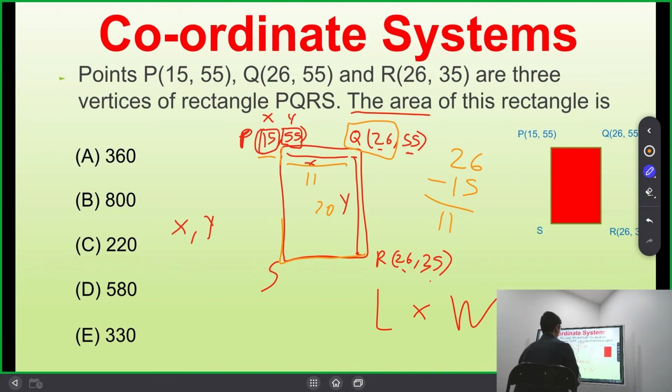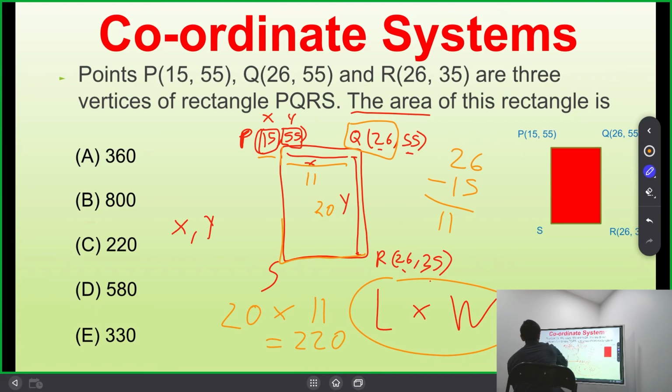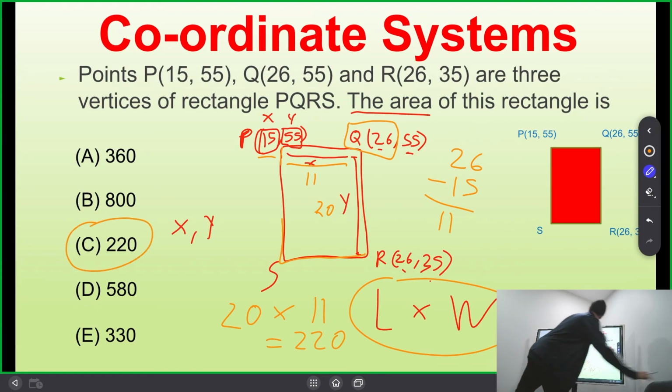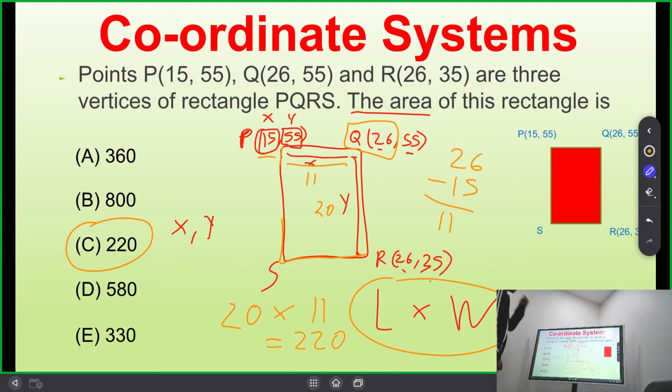Now finding the area is really simple. We already know our formula is length times width, so we have 20 times 11, which gives us 220. So the answer should be C here. After doing all the math, our answer equals C, and that's basically how we solve this coordinate problem.